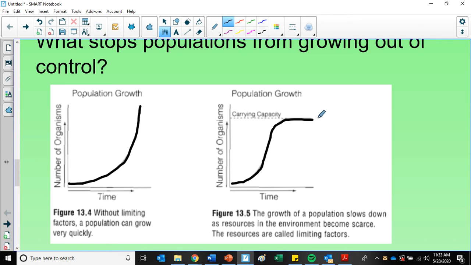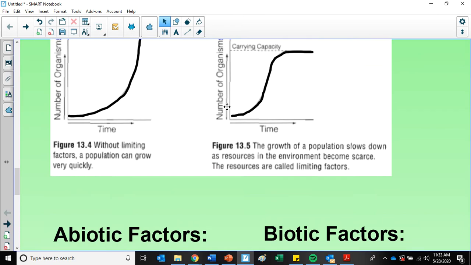Something stops it from growing out of control. Same thing can be seen with all these organisms, whether it's mosquito populations that we start to see popping up now. They'll explode and then they'll cap out and then they'll fall back off. There's something limiting this growth, and we're going to learn about these limiting factors.